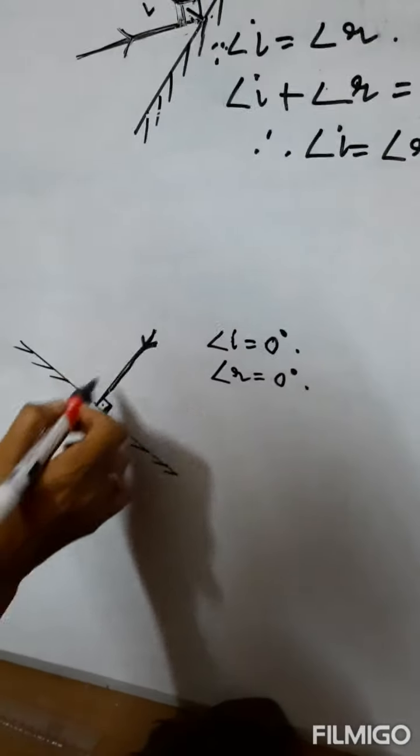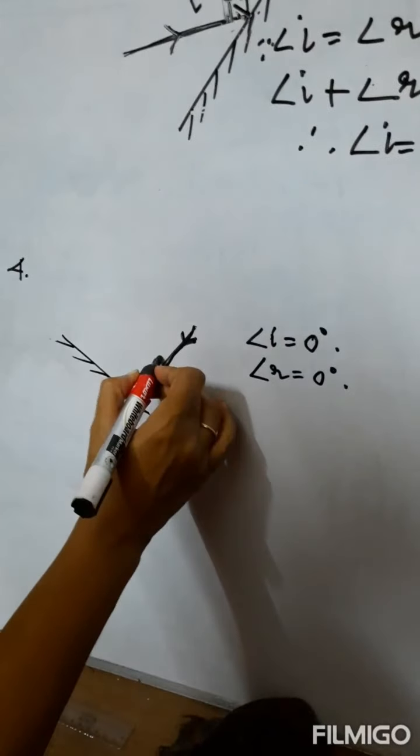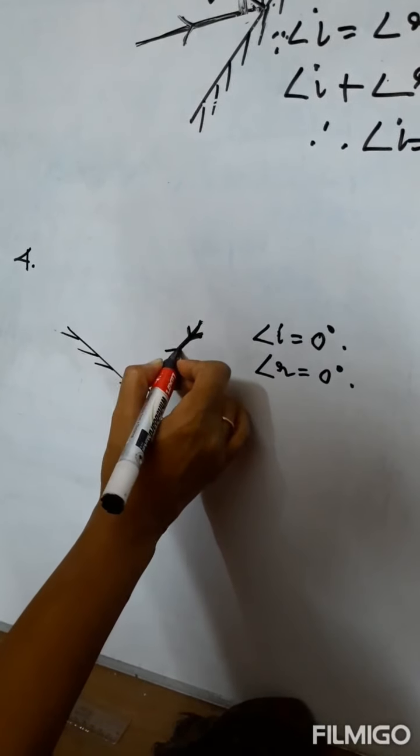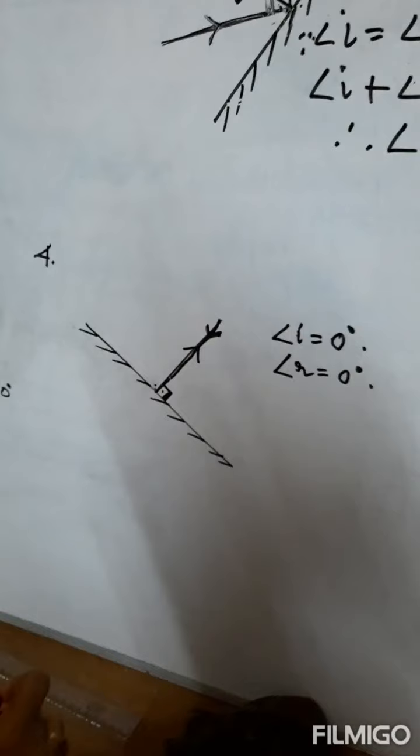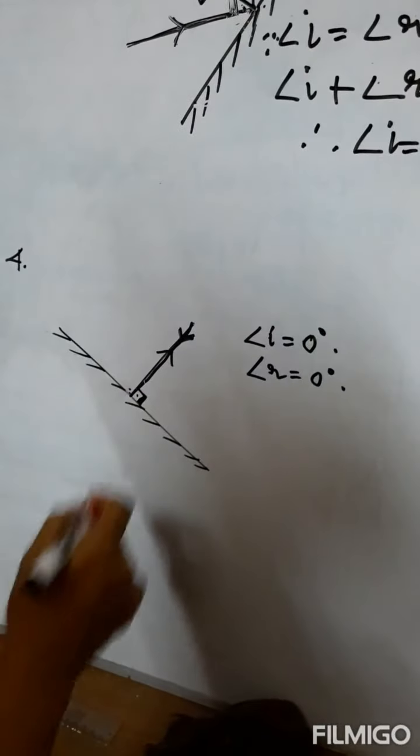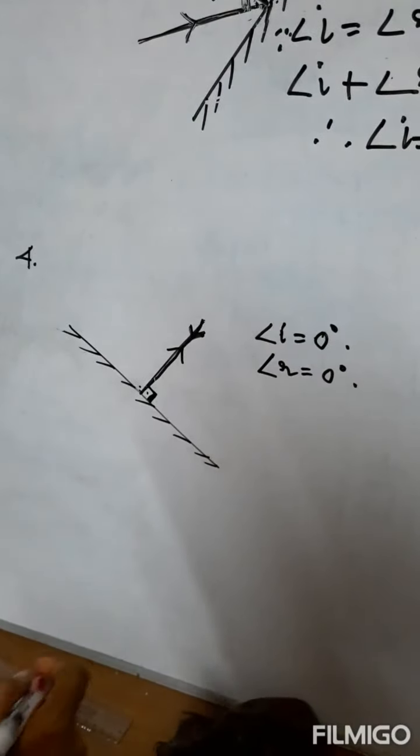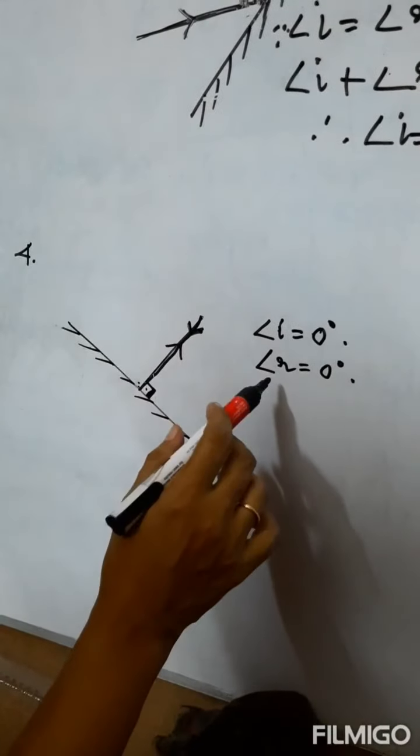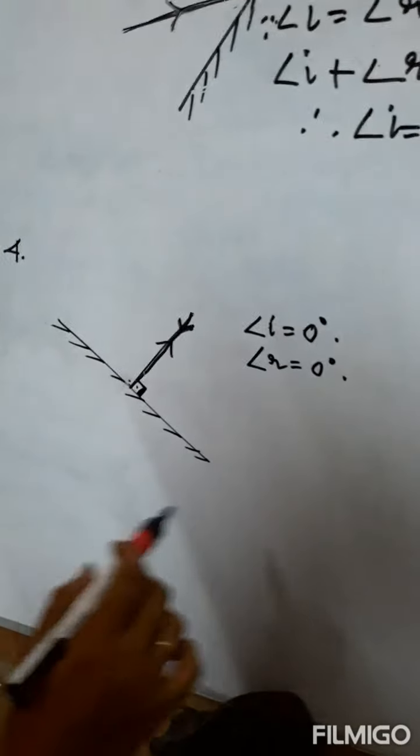If this is the incident ray, then you can give an arrow outward which shows this is the reflected ray also, where angle of incidence and angle of reflection both are 0 degree.